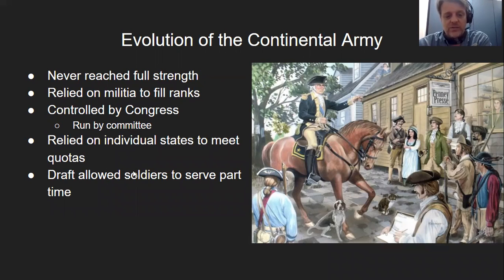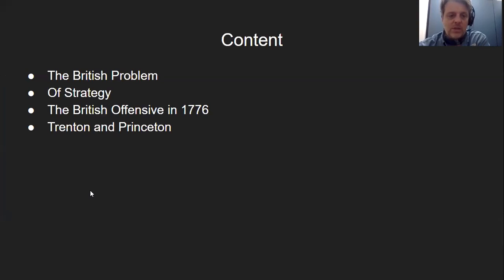And then they started a draft, but the draft allowed soldiers to serve part-time. And that's something with the militia, that as the militia evolved into the National Guard and the reserves, that still exists. You can go home, you can refuse your orders if you're in the Guard or reserves. You can refuse orders. Might not be very good for your career, but you don't have to take orders. That's about the middle of it.